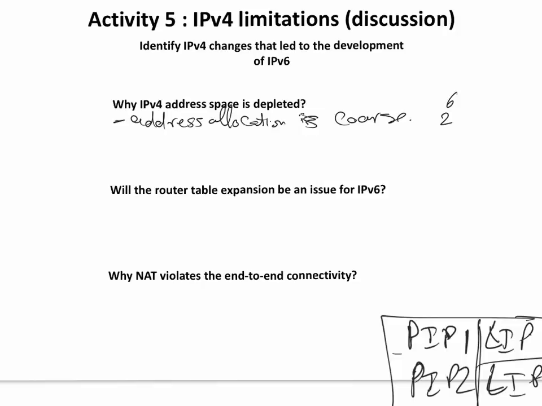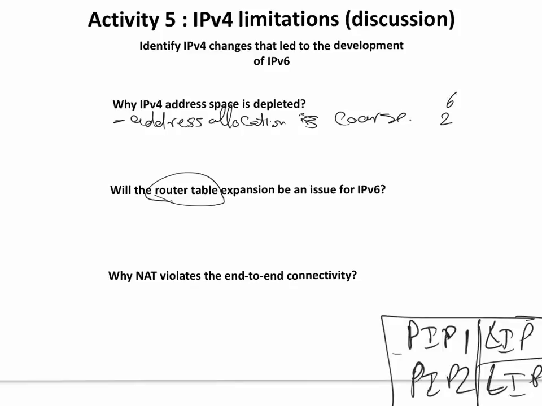No. This is an example of how you don't really get the question. I'm not talking about the address domain. I'm talking about the routing table. You said yes. This is the routing table.